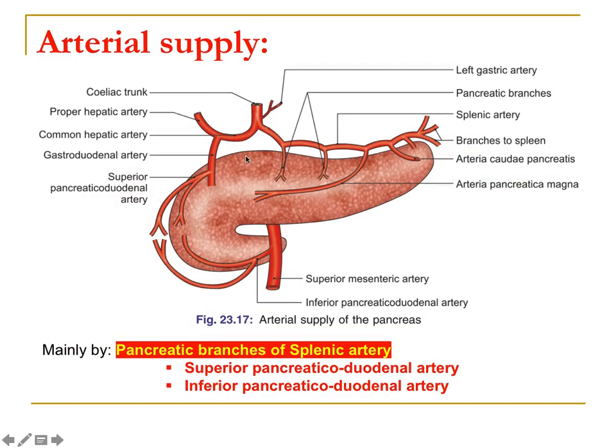If you see the arterial supply of the pancreas, it is mainly supplied by the splenic artery. Besides that, it is also supplied by the superior pancreaticoduodenal as well as inferior pancreaticoduodenal arteries.